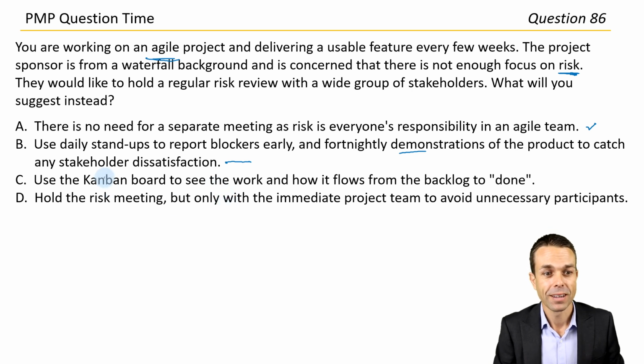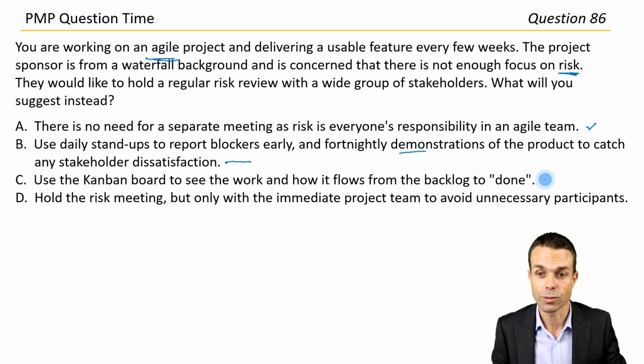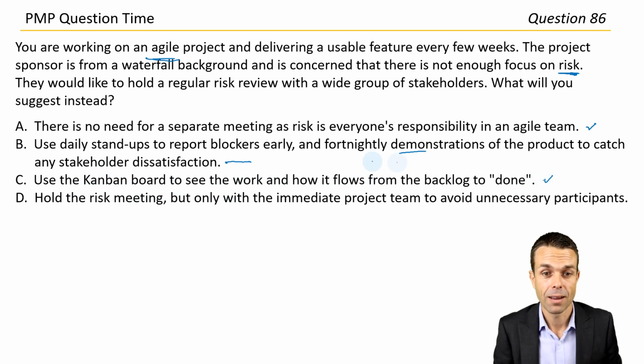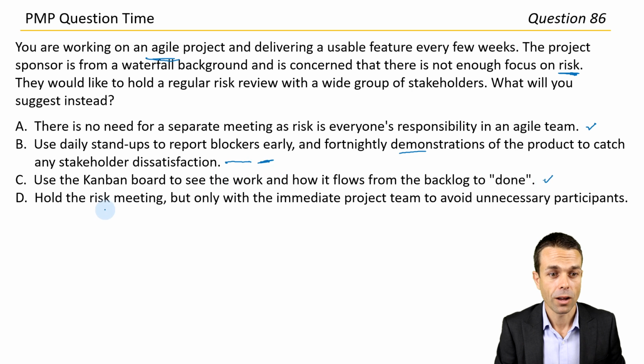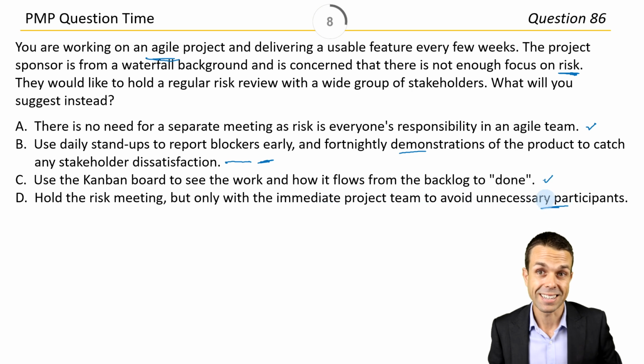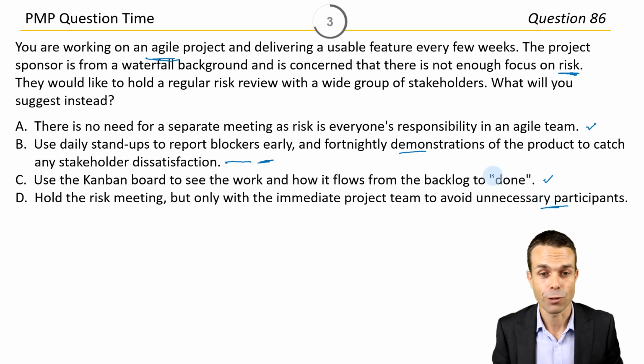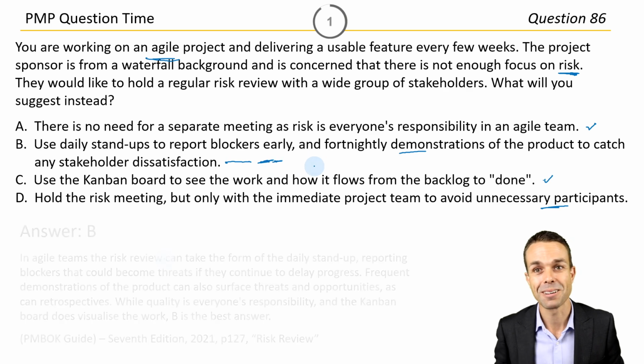That's pretty good. So use the Kanban board to see the work and how it flows. That's also a good option. We're sort of uncovering things doing that, but I think this is still the best. Hold the risk meeting, but only with the immediate project team to avoid unnecessary participants. We might actually need some of those external stakeholders, so that's something to consider. So for our purposes, I think we're going to go with answer B.